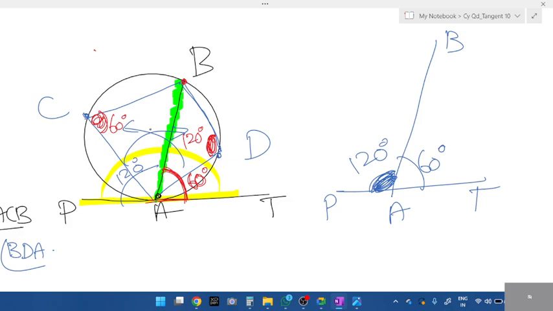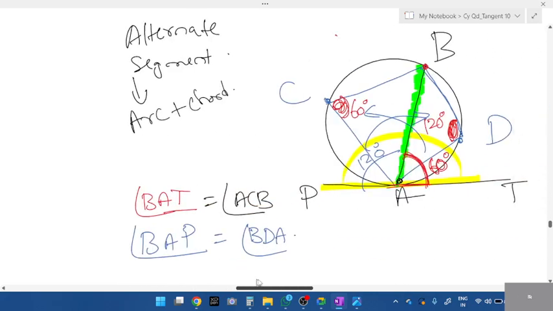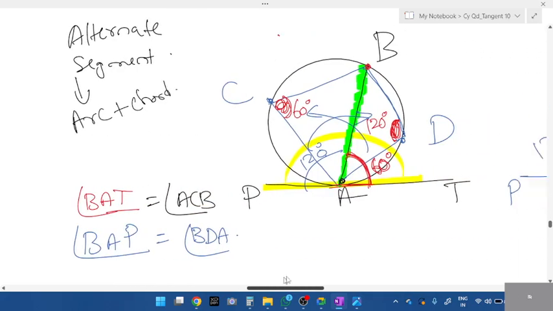Okay, using the straight line concept, alternate: if the angle is on the right hand side of the chord, the left hand side angle will be equal. If the value on the left hand side is given, the right hand side of the chord will be equal. And here AB is the chord, students. This is known as the alternate segment theorem. Alternate segments.